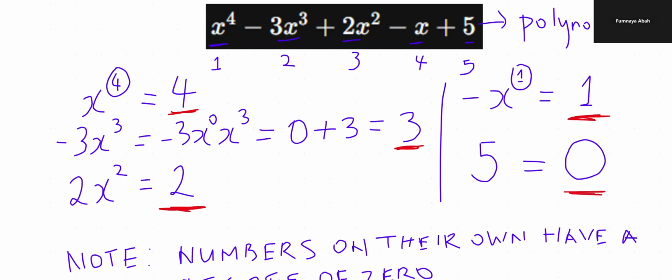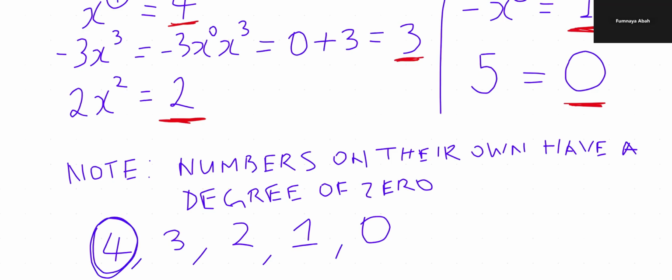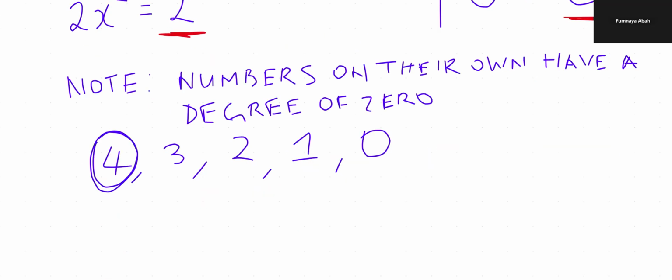So we have 5 different degrees. So let's write them out. We have 4, 3, 2, 1, and 0. So recall that the degree of the polynomial is the degree of the monomial with the highest exponent, with the highest power. So of these 5 numbers here, we can tell that 4 is the biggest number. So this polynomial is a 4th degree polynomial.